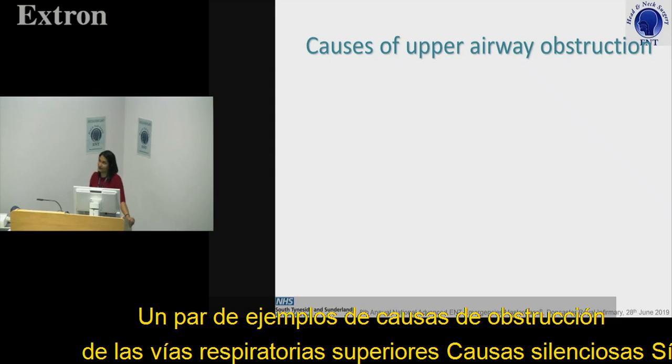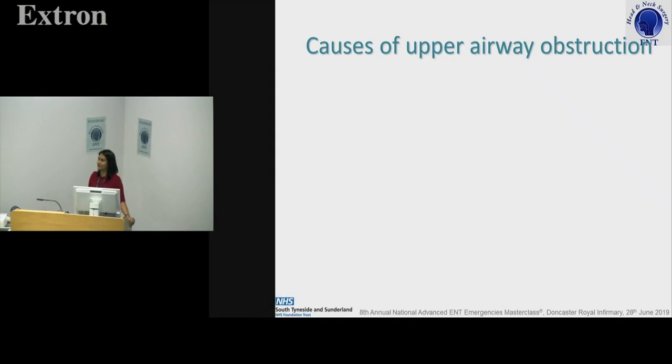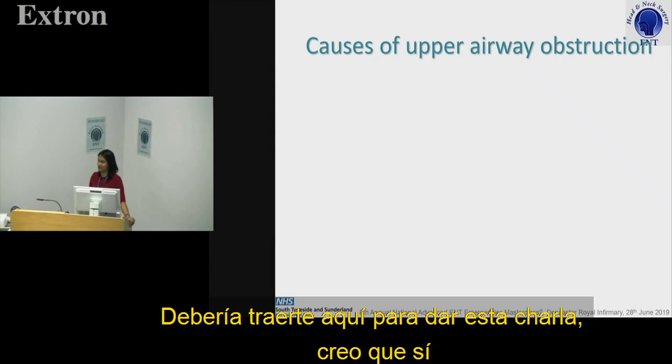So acquired causes. Acquired causes, yes. So trauma, malignancy, infections, supraglottitis or epiglottitis, foreign body.